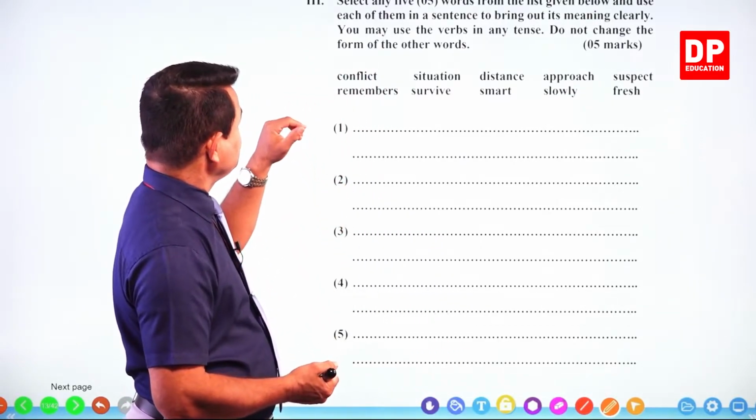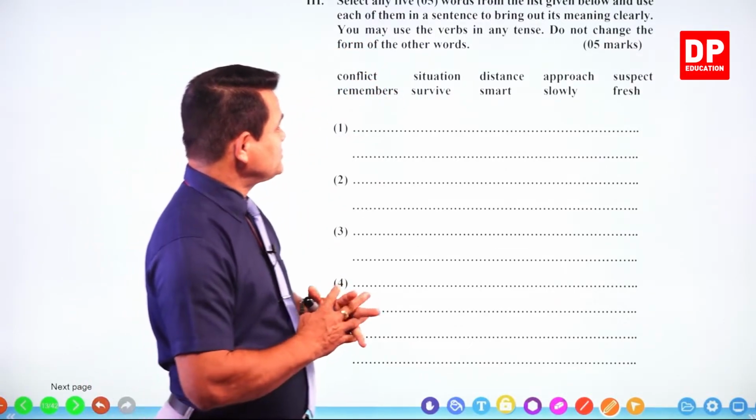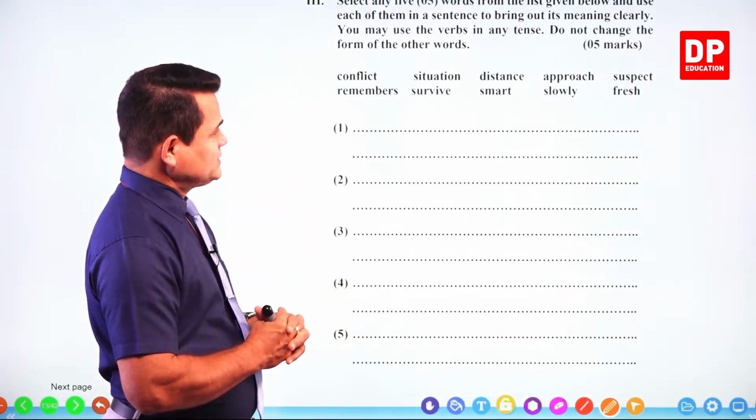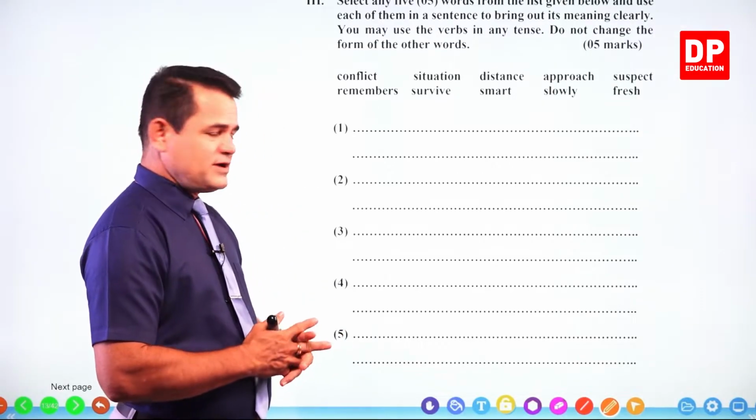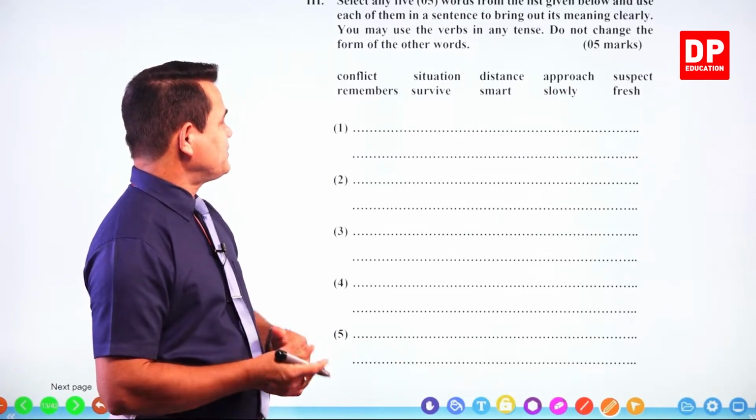Right. So with that understanding, let's read the words. Conflict, situation, distance, approach, suspect, remembers, survive, smart, slowly, fresh. You have to select only 5 of these and write five sentences.